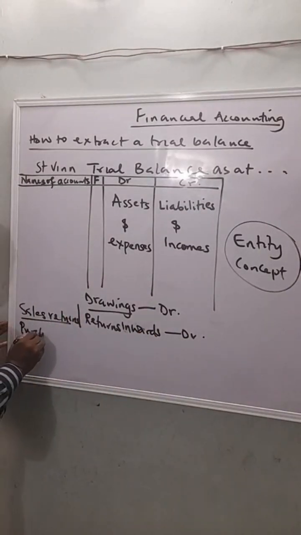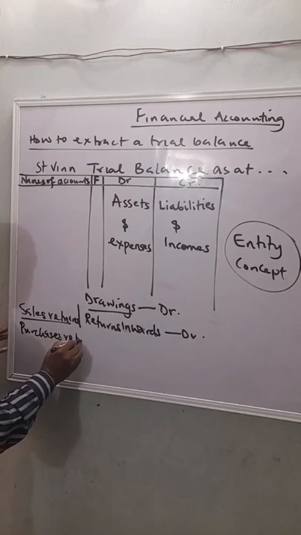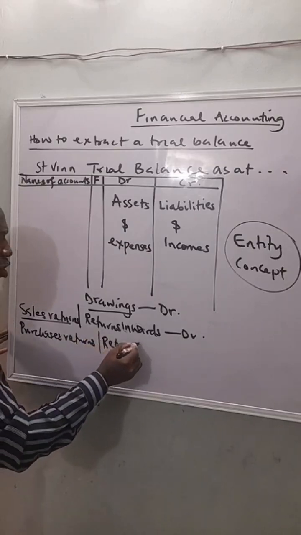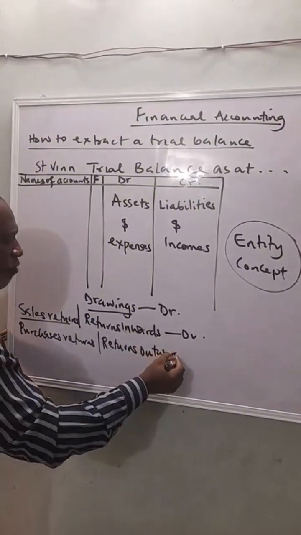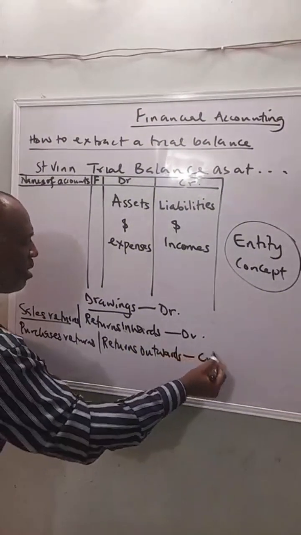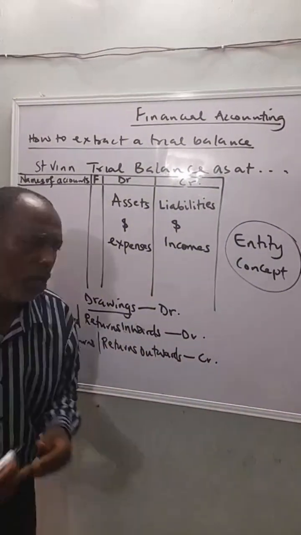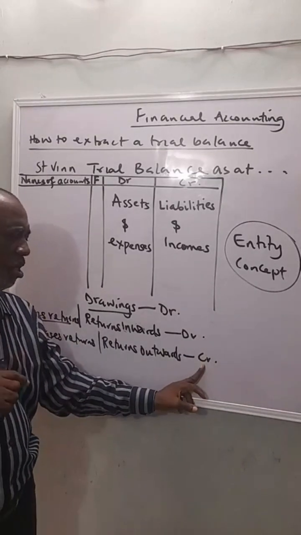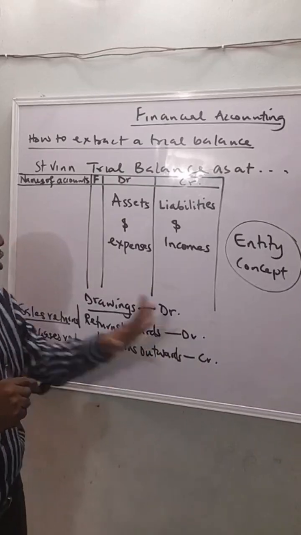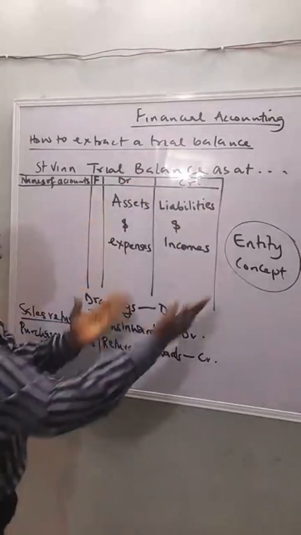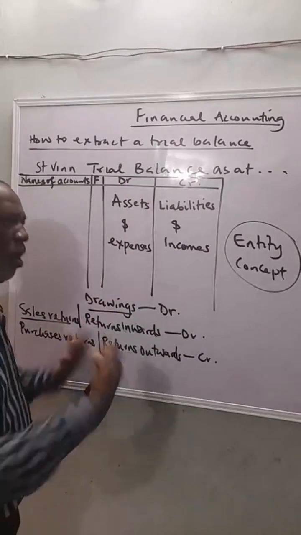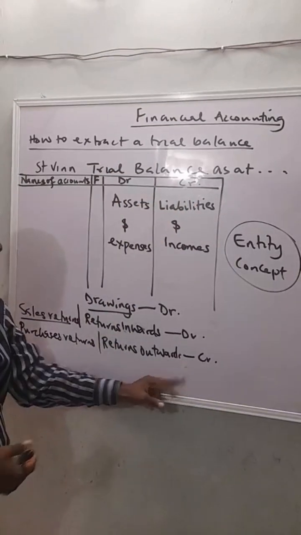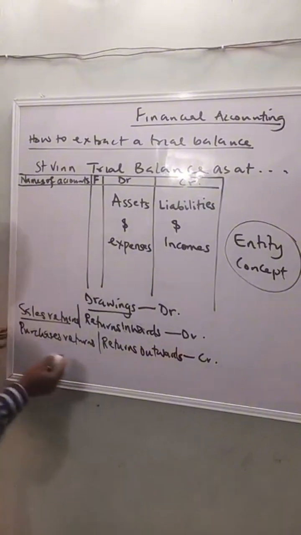The next one is called purchases returns, which is also the same thing as returns outwards. Our knowledge of double entry, if you have prepared a returns outwards journal before, allows you to know that the returns outwards account will always be credited to the trial balance. So when you see returns outwards in a question demanding that you extract a trial balance, you know that returns outwards will be at the credit side.